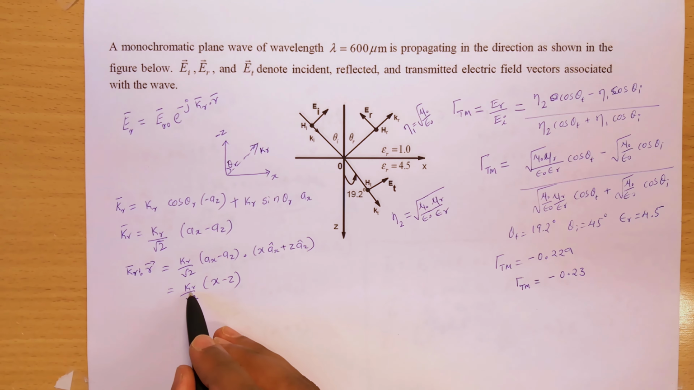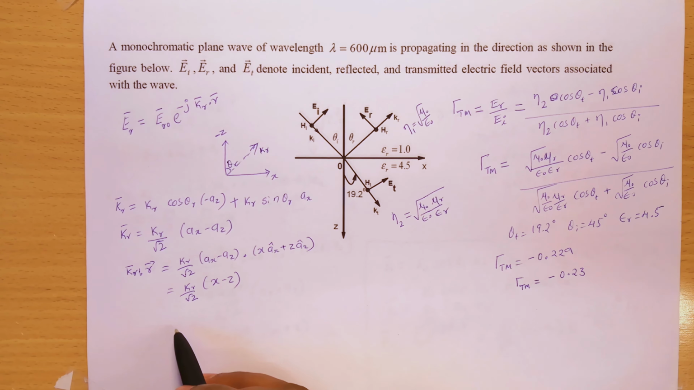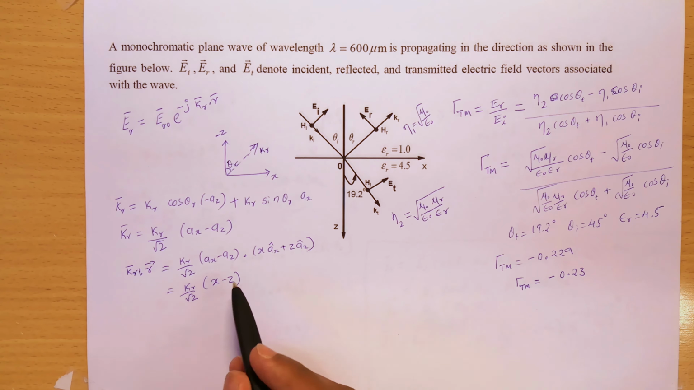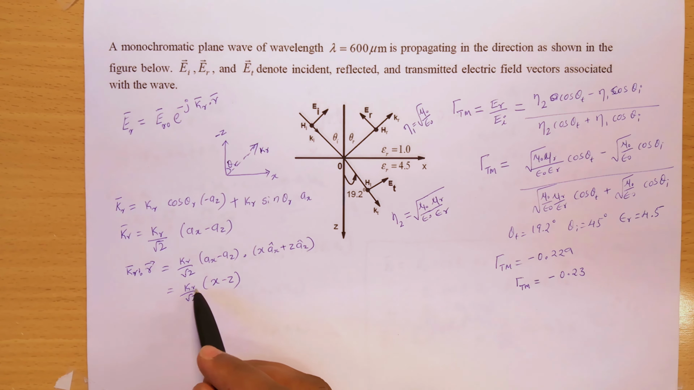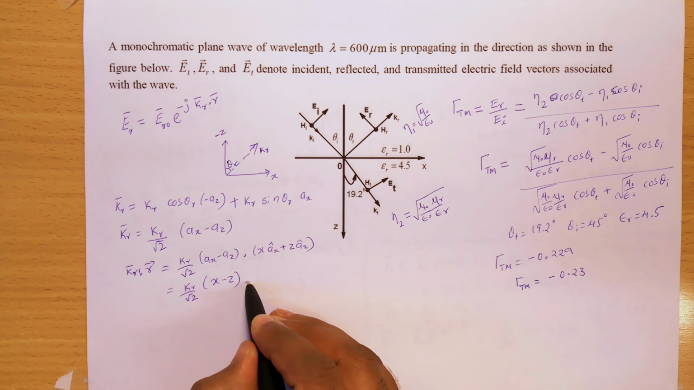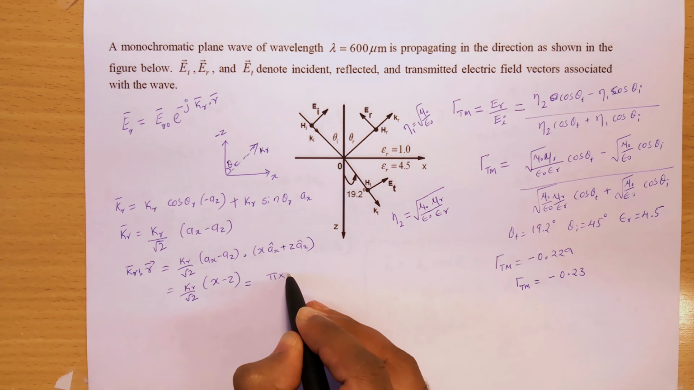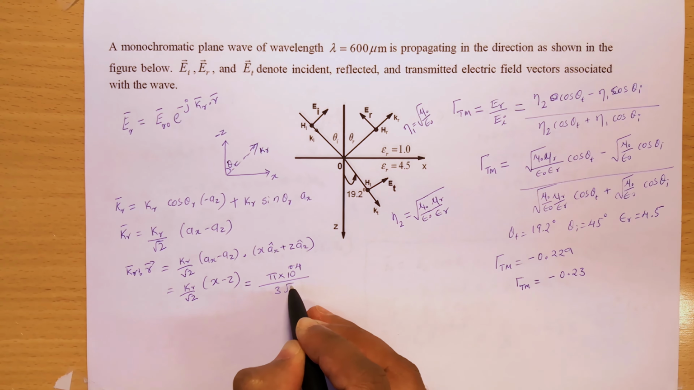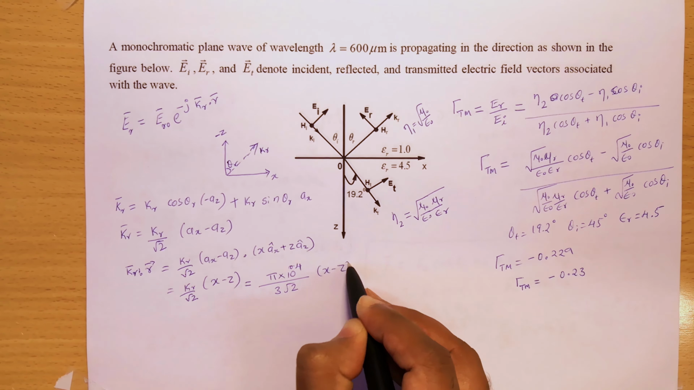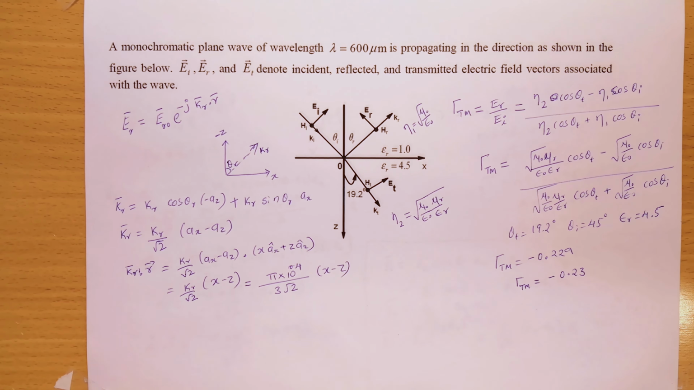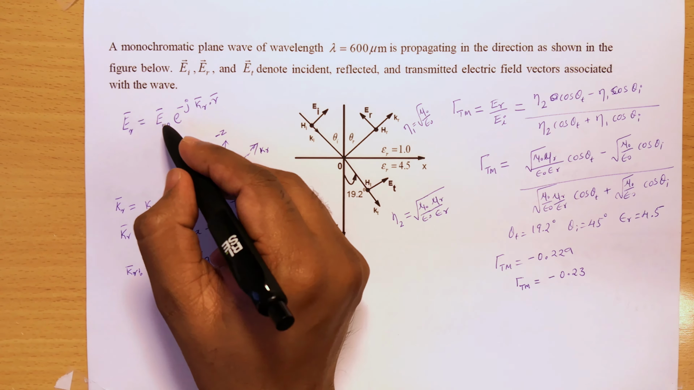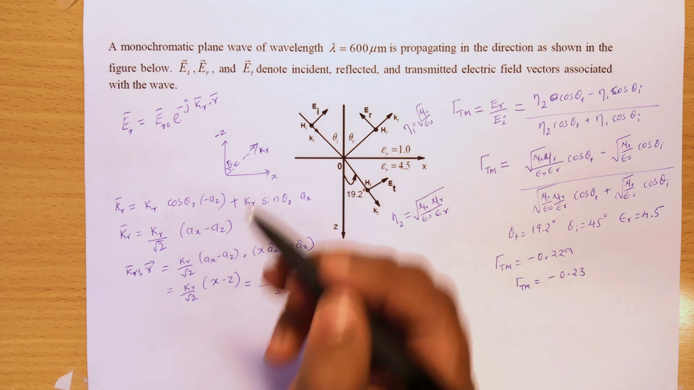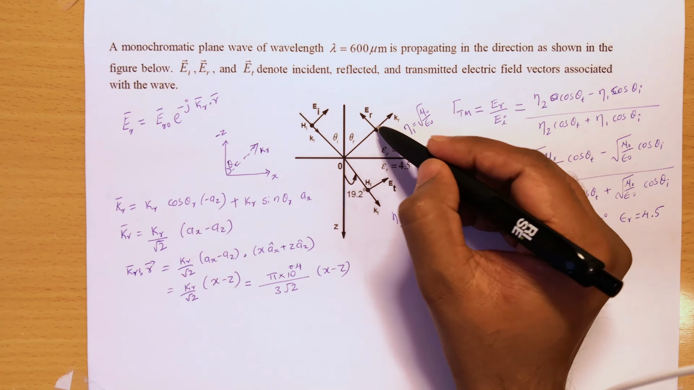So we know what kr is. It is the same as for the previous solution where we found the expression for ei. If we substitute kr, this turns out to be pi into 10 raised to 4 divided by 3 root 2 x minus z. So we have found k vector dot r vector, and now we have to find the magnitude of this reflected electric field, which is given here.